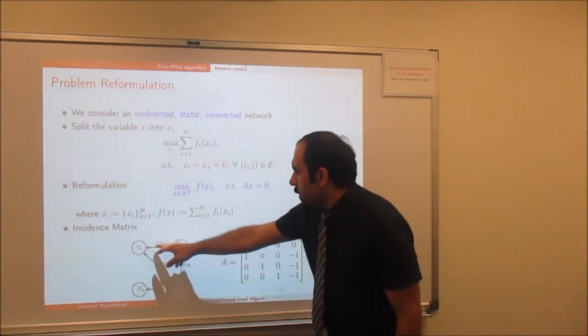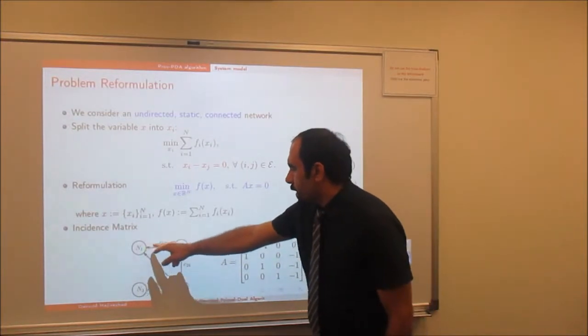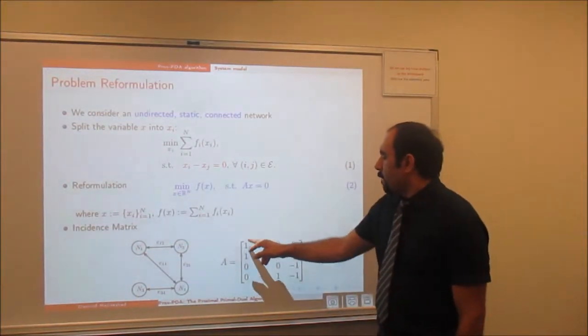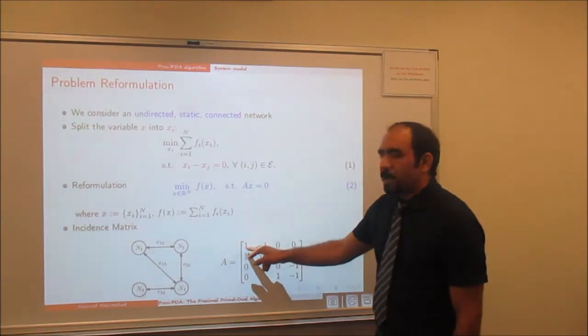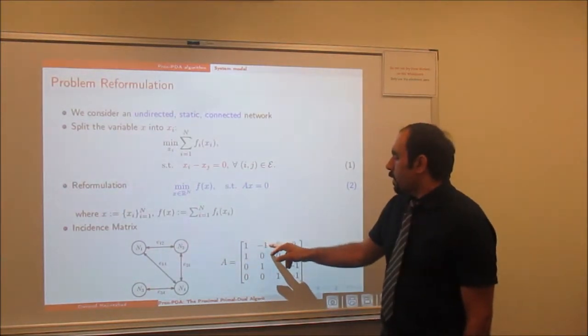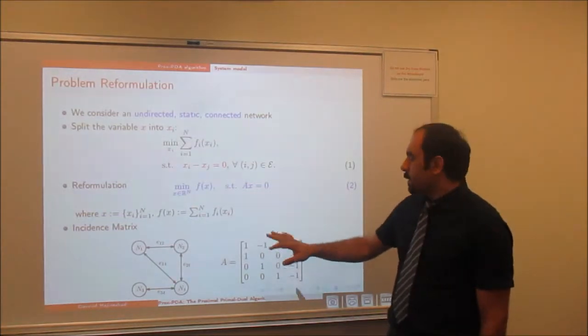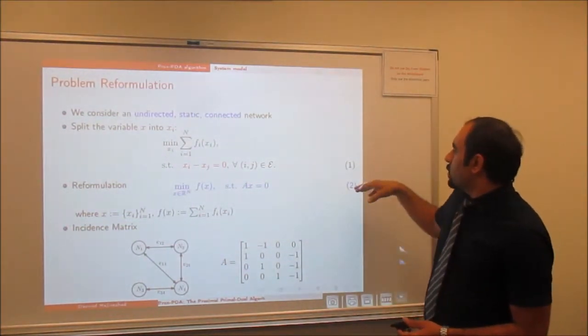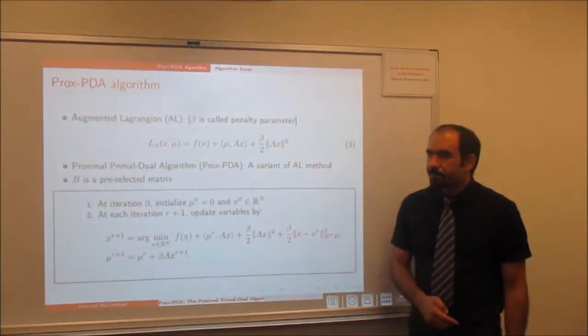So since this edge connects node 1 to node 2, we have 1 here for node 1 and -1 here for node 2. This is the same for the rest of the edges. So we can simply check that these two equations are equivalent.